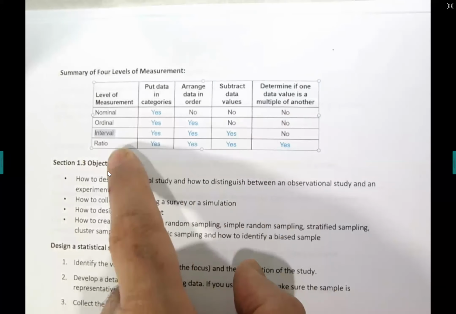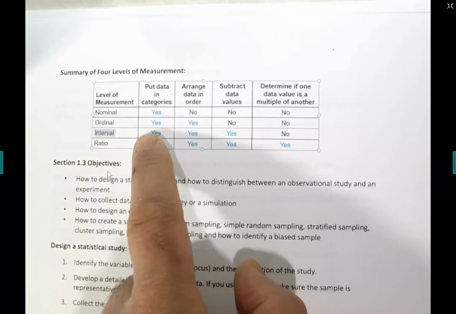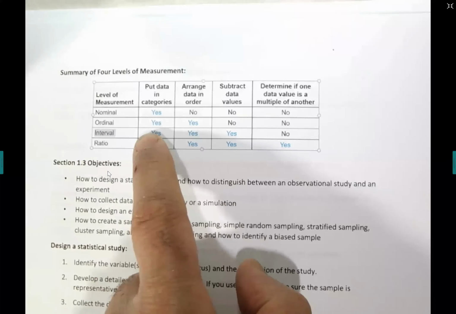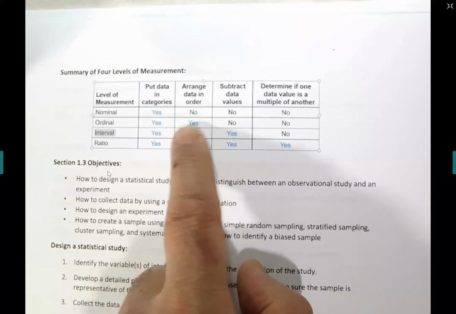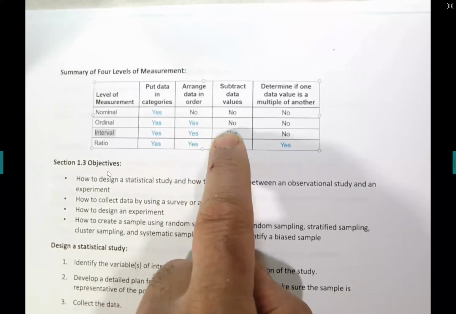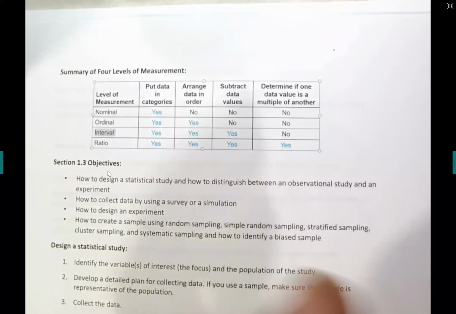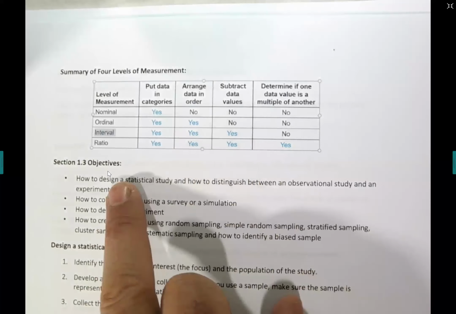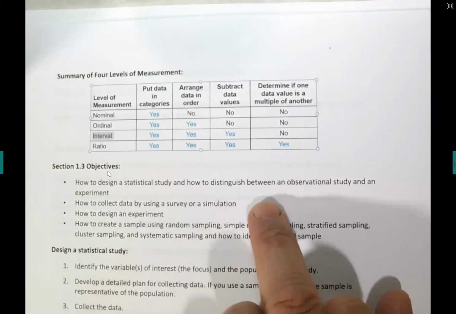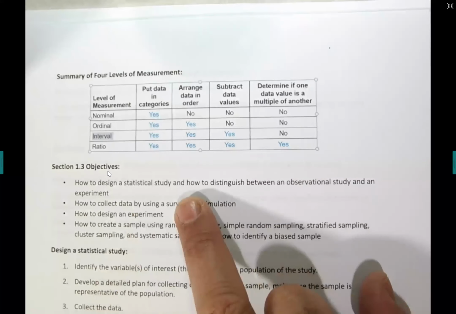Interval, guys. It's quantitative data, so it's yes, you can categorize it as quantitative. You can arrange it in order. You can subtract, but comparing one temperature with another as a multiple of the other has no meaning, so it's a no. You see the ratio, it's all 4 yeses. That's why I told you it's the most important one. So it's yes, yes, yes, yes.